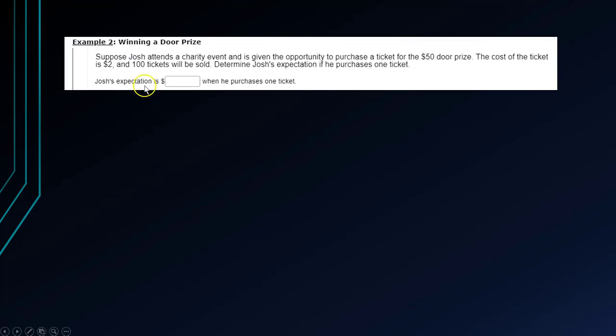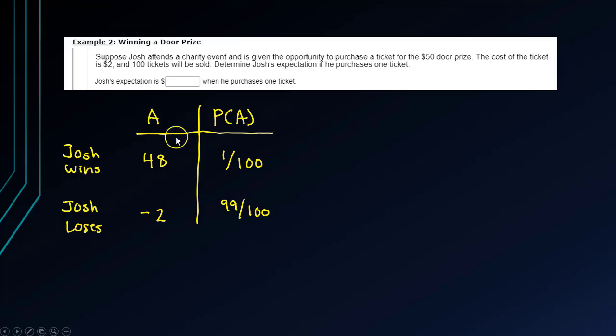Winning a door prize. Suppose Josh attends a charity event and is given the opportunity to purchase a ticket for the $50 door prize. The cost of the ticket is $2, and 100 tickets will be sold. Determine Josh's expectation if he purchases 1 ticket only. Well, if he purchases 1 ticket, he can either win, which is a 1 out of 100 chance. He only has 1 ticket out of 100, and he's going to gain $48 because that's what the door prize is, but he spent 2 already.